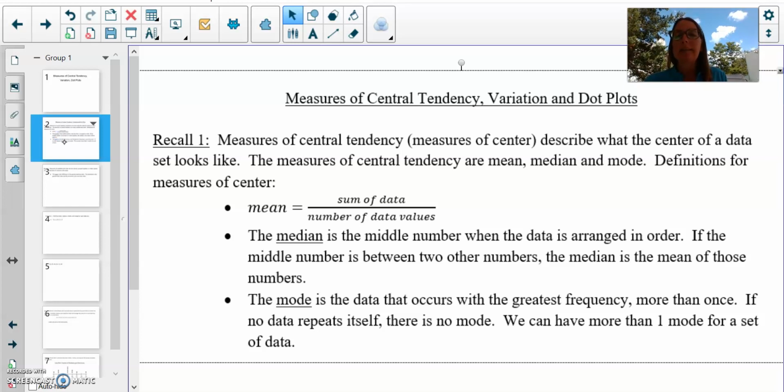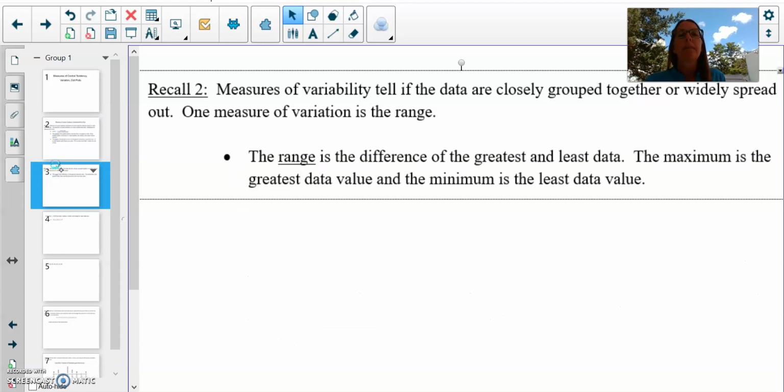The median is the middle number when the data is arranged in order. If the middle number is between two other numbers, the median is the mean of those values. Mode is the data value that occurs with the greatest frequency, or most often. If no data repeats, there is no mode, and you can have more than one mode for a set of data. The range is a measure of variability.